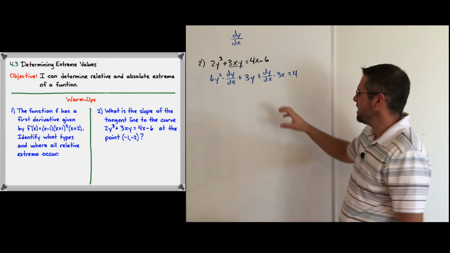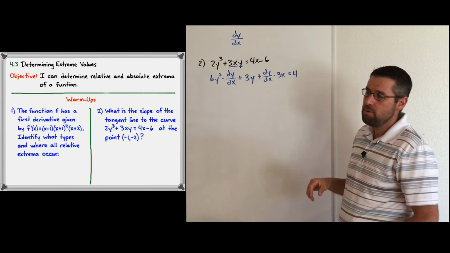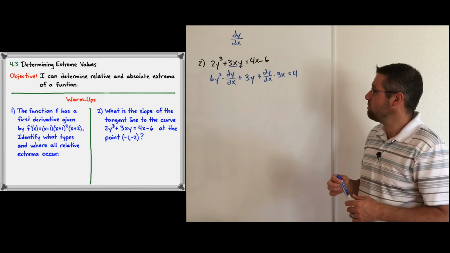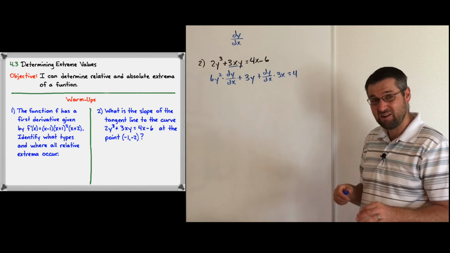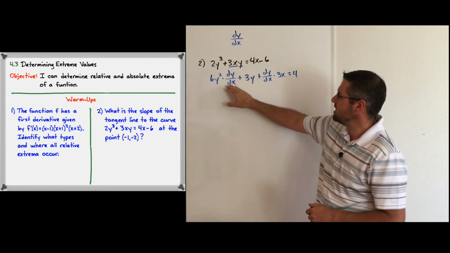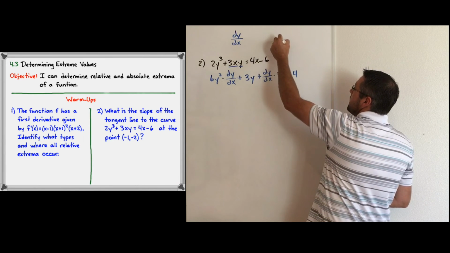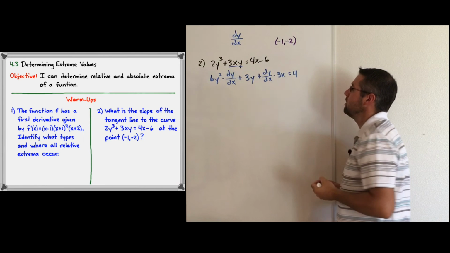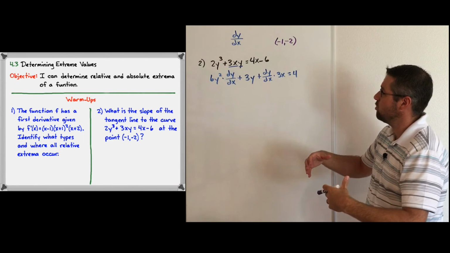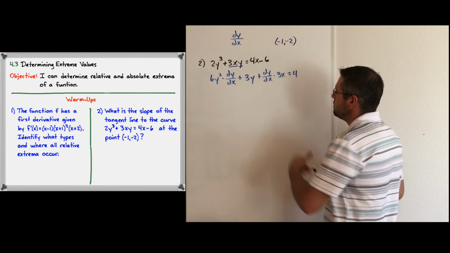Now, normally I would say let's isolate dy dx and then plug in our point that we're concerned with. But it's only asking for the slope of the tangent line at a specific point. So it would be totally okay for us to just take that point, -1, -2, and plug it in now, knowing that we are evaluating dy dx when x equals -1 and y equals -2. So just keeping that in mind, that we're not finding a function or an equation for the derivative at this point. We're finding the slope of the tangent line when we plug these points in. So let's go ahead and plug that in now.